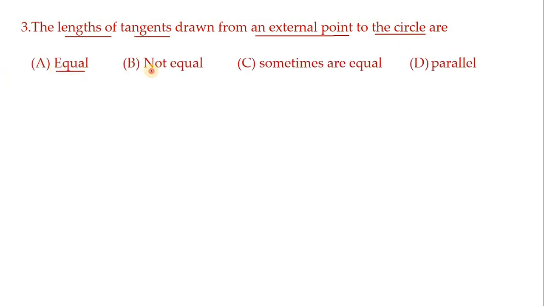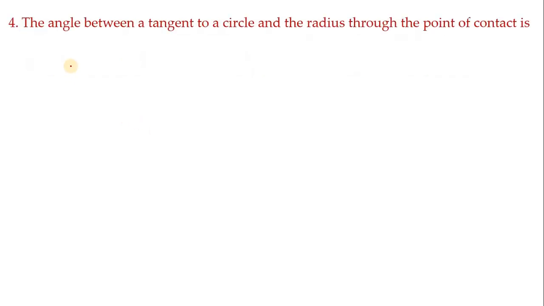The lengths of tangents drawn from an external point to the circle are. Options: equal, not equal, sometimes equal, parallel. Children, this statement is a theorem statement. The theorem we have proved: tangents drawn from an external point to a circle are equal. Hence, the correct option is option A. Move on to the next one.